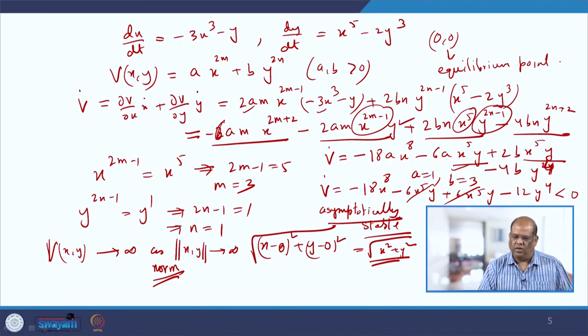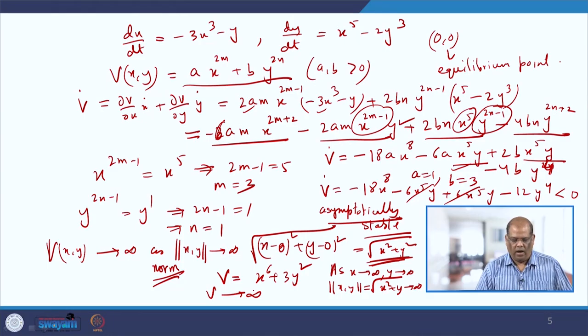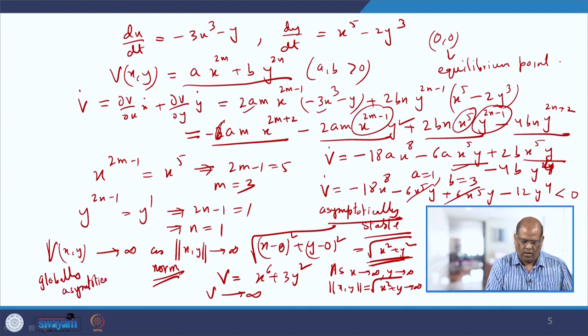So, your V is of the form, now you know what is your a and what is your b. So, it is x to the power 6 plus 3y squared. As your x tends to infinity, your y also tends to infinity, your norm also tends to infinity, and your V also tends to infinity. So, you show that the system is radially unbounded and hence it is also globally asymptotically stable.